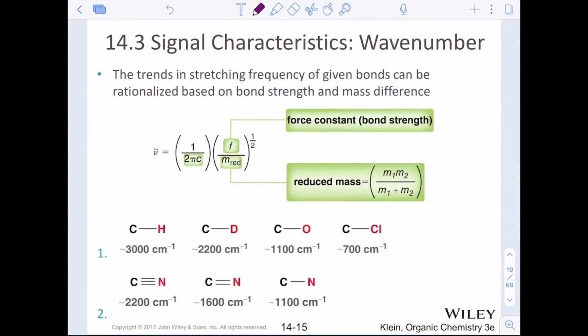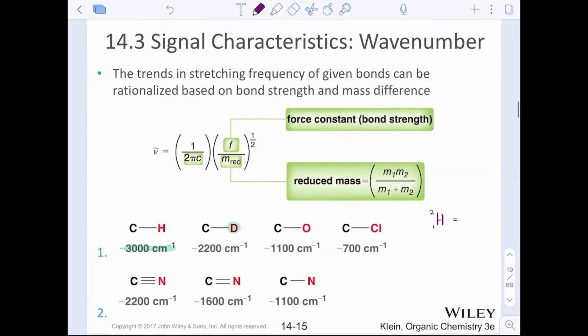What that's going to mean for us is typically carbons and hydrogens, or things with hydrogens, are going to appear at a higher wave number. Carbons to hydrogens typically appear around 3,000. Carbon to deuterium, we didn't do a lot with deuterium if you were in my section for the first semester of organic chemistry, but we're going to do a little bit more with it today. Deuterium is heavy hydrogen. It's hydrogen with one proton and one neutron, so it has a mass number of 2.